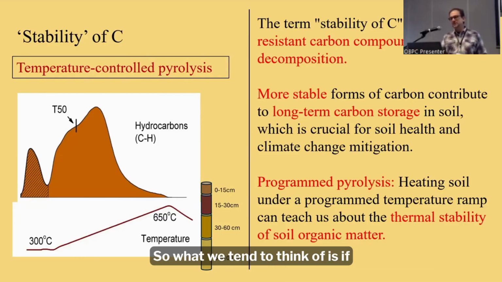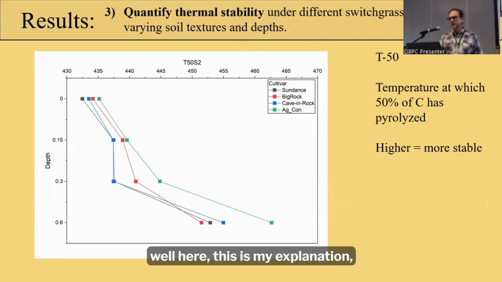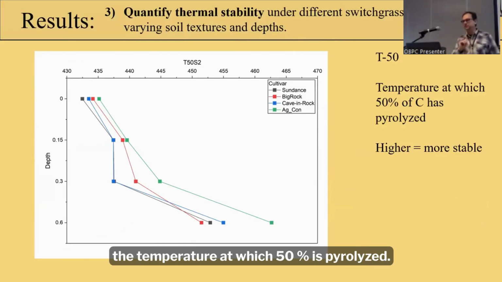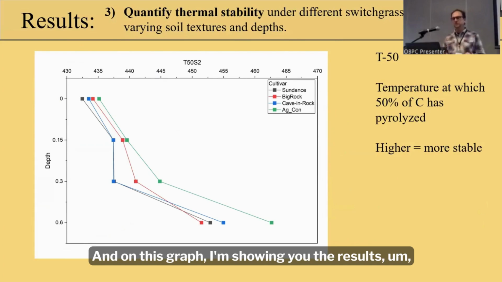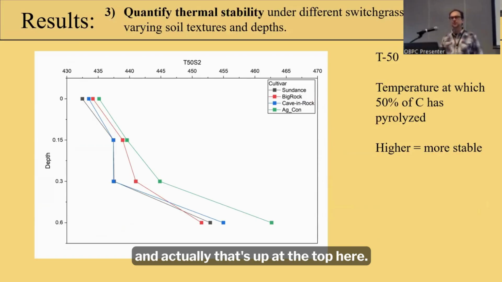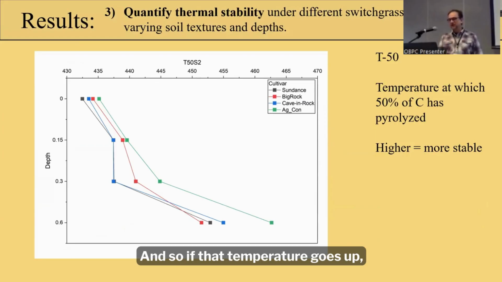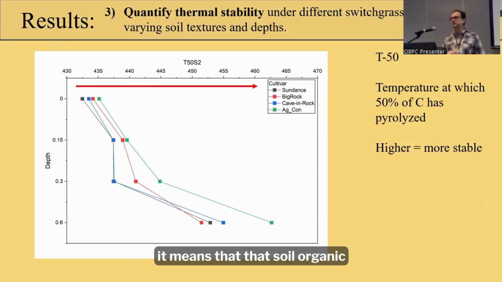So what we tend to think of it is, well, here, this is my explanation. The temperature at which 50% is pyrolyzed. And on this graph, I'm showing you the results from the Simcoe. So these are the sands. On the x-axis, and actually that's up at the top here, that's the temperature in degrees Celsius. And then on the y-axis, that's just the depth that the sample came from. And so if that temperature goes up, it means that that soil organic matter is more stable.